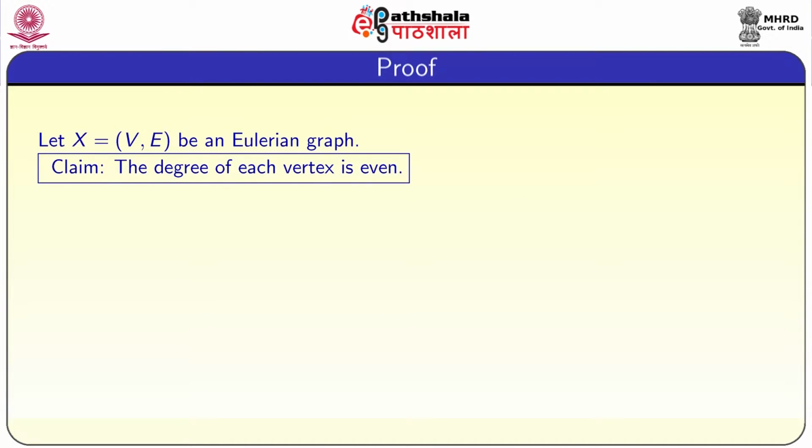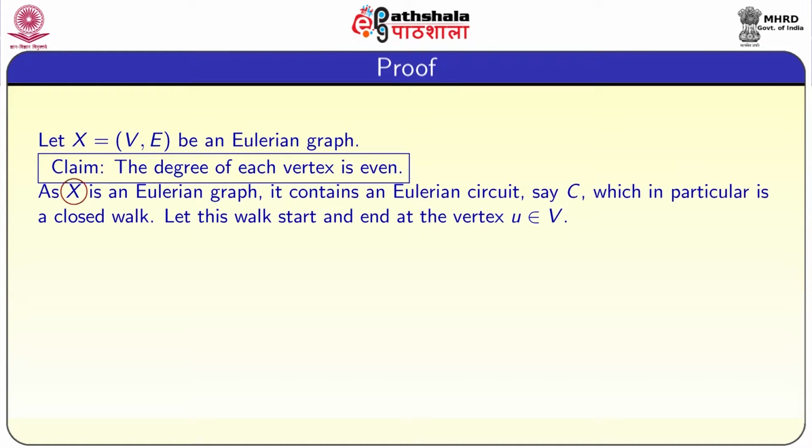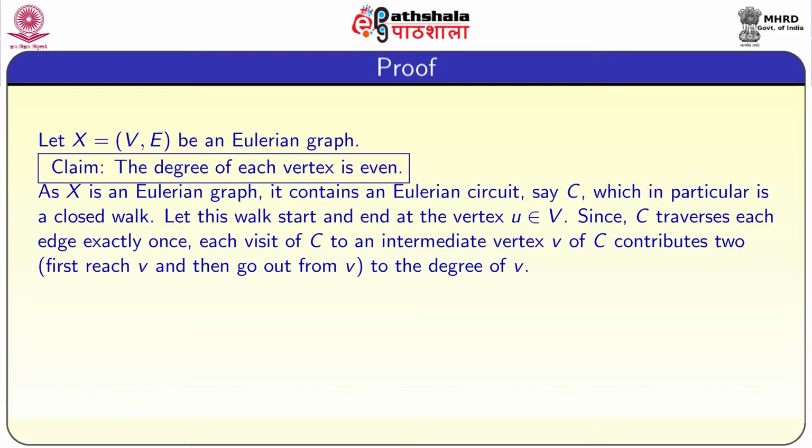The proof goes in this way. Let X = (V, E) be a Eulerian graph. Claim: the degree of each vertex is even. Since X is a Eulerian graph, it contains a Eulerian circuit, say C, which in particular is a closed walk. Let us think the walk starts and ends at the vertex u belonging to V. Since C traverses every edge exactly once, each visit of C to an intermediate vertex v of C contributes 2 to the degree of v.